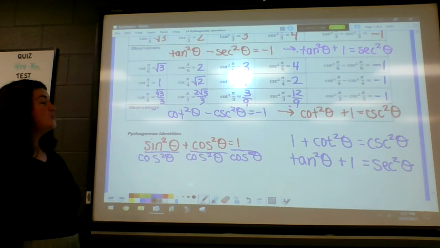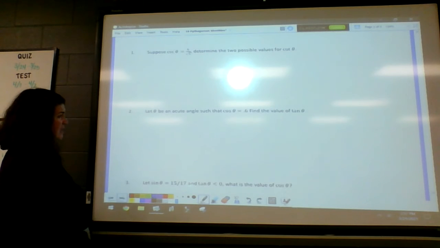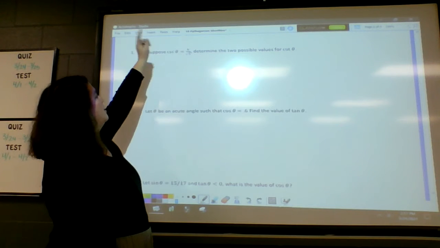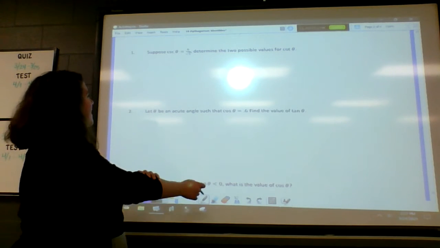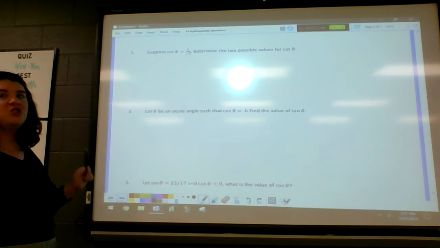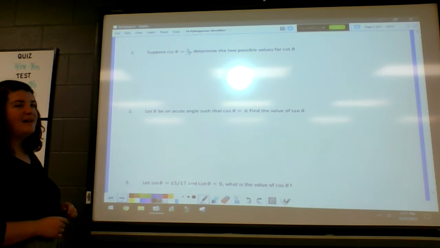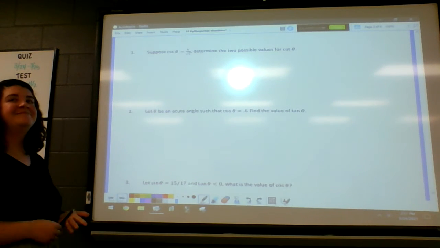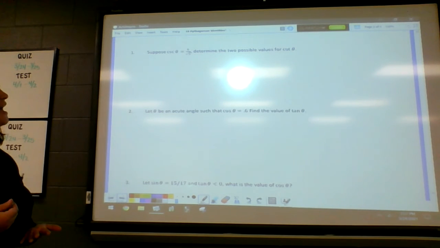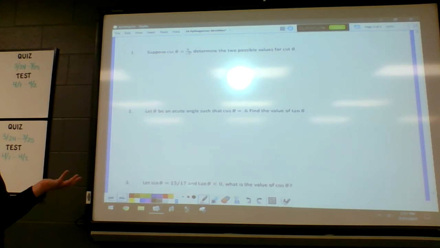All right, so what we're going to do is we're actually going to use these identities to help us do some solving. So this is going to be kind of different. First off, there was an error on your paper. I think on your paper it says square root of 5 over 6. So flip it around, so it's actually 6 over the square root of 5. I caught that after I had printed everything, sorry. All right, so if the cosecant of theta is 6 over the square root of 5, determine the two possible values for cotangent of theta.